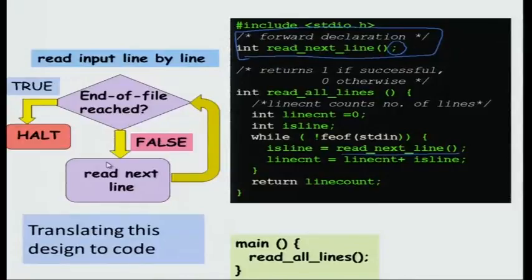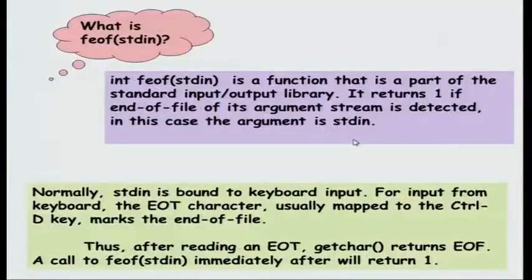Now, there are a couple of things that require explanation. First is that even though the read next line function has not yet been defined, just based on the declaration I can say that it is going to return an integer and I can use the integer here. The other thing is, what do we mean by feof stdin?